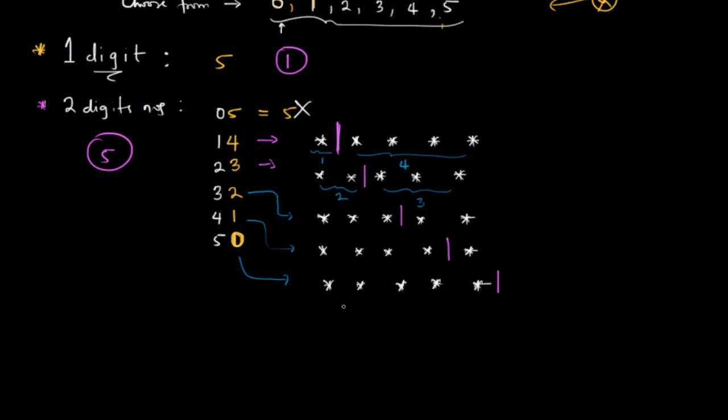So how do you count this? You can just look at it this way: you have 1, 2, 3, 4, 5. You have 5 stars, and there is nothing after the bar, so the second digit has to be 0.